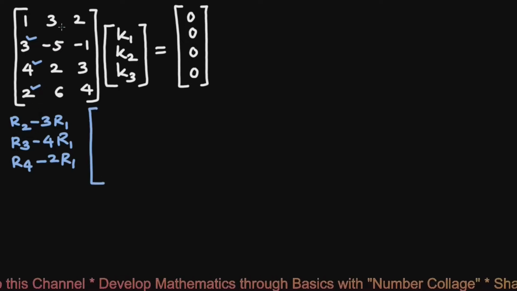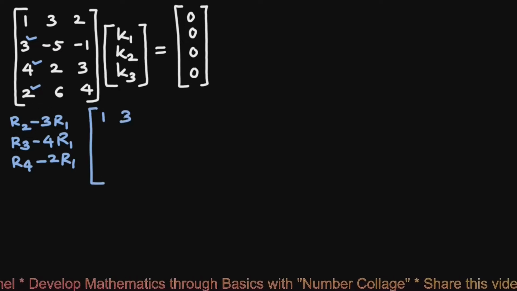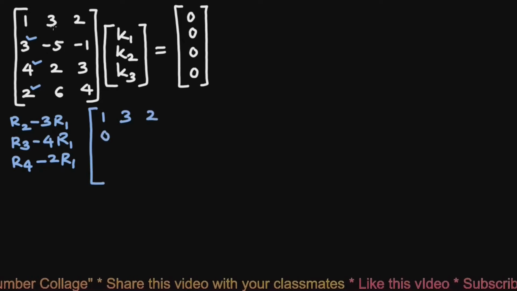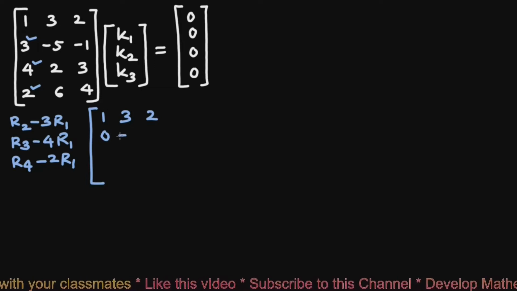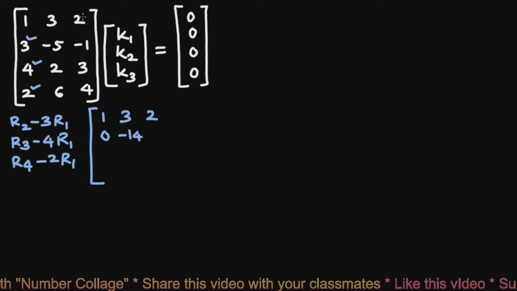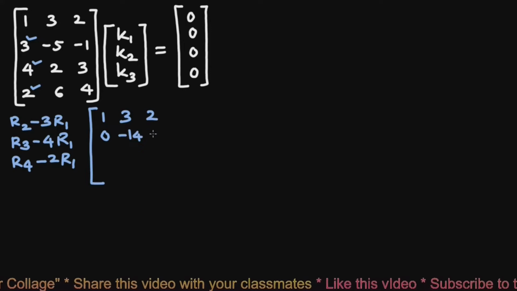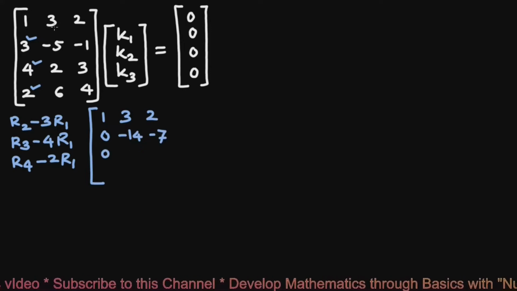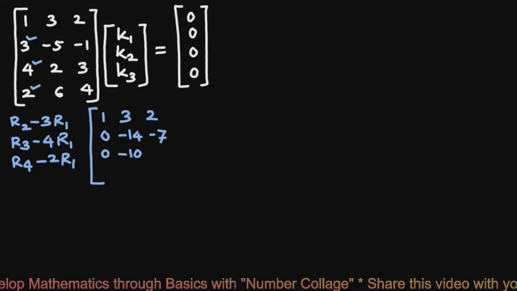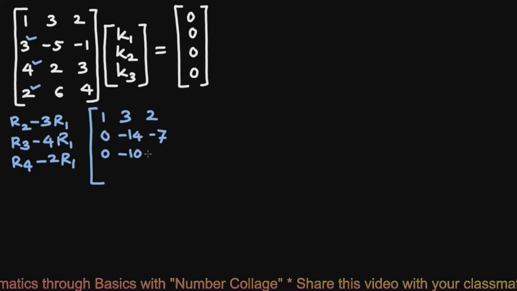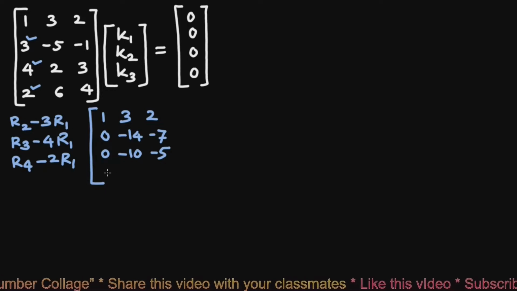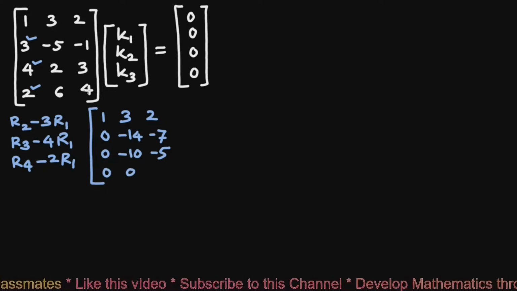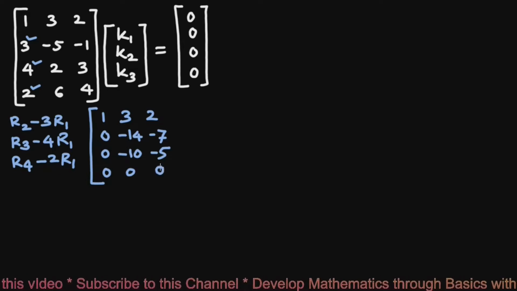So we write the first row as it is, 1, 3, 2. 3 minus 3 will be 0. Minus 5 minus 9 will be minus 14. Minus 1 minus 6 will be minus 7. 4 minus 4 will be 0. 2 minus 12 will be minus 10. 3 minus 8 will be minus 5. 2 minus 2 will be 0. 6 minus 6 will be 0. 4 minus 4 will be 0 again.